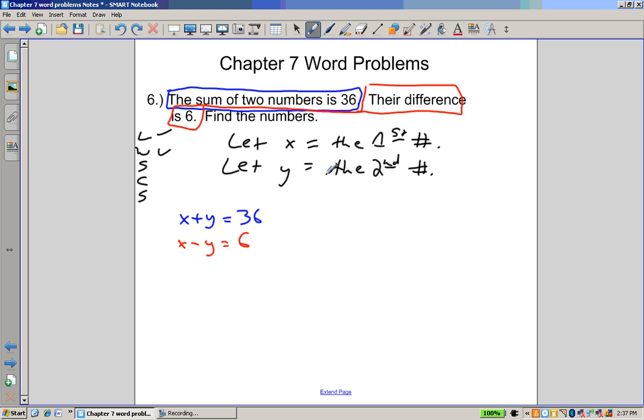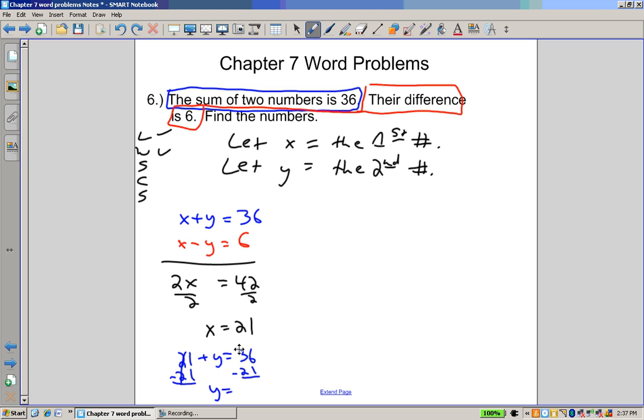Now let's solve these. Now it looks like linear combination is perfect for this one. Positive 1y, negative 1y, those should add to 0 quite easily. 1x plus 1x would be 2x. 36 plus 6 is 42. We're going to divide by 2, and x equals 21. So now we're going to plug that back in. Looks like blue is probably pretty easy to work with. So 21 plus y equals 36. Subtract 21. And y equals 15.